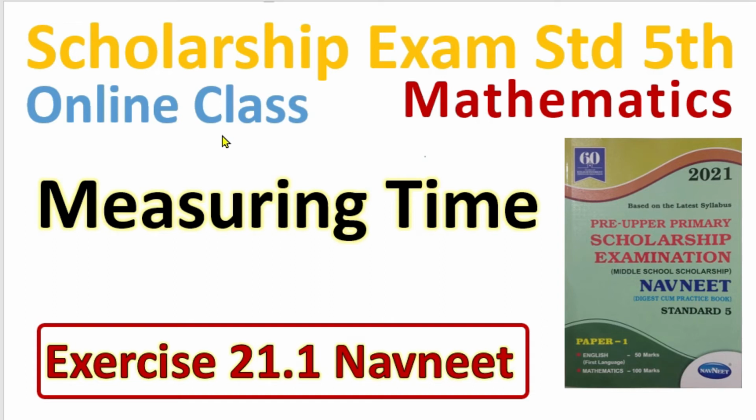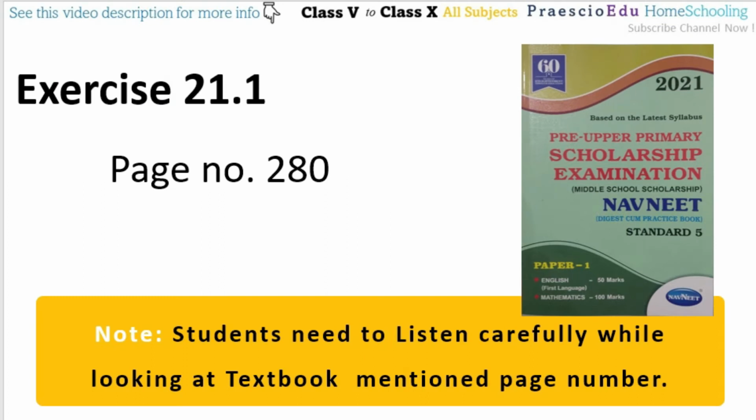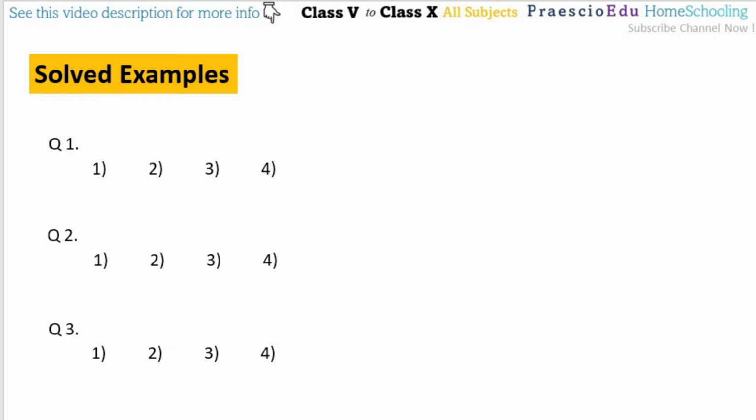This is scholarship exam standard 5th online class, subject mathematics, and the topic is measuring time. In this video we are going to see the exercise 21.1 which is available in our Navneet digest on page number 280. Before this, on page number 279 there are some solved examples. So we will make an overview of this one.